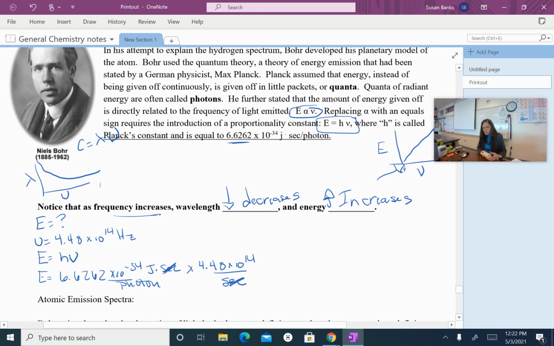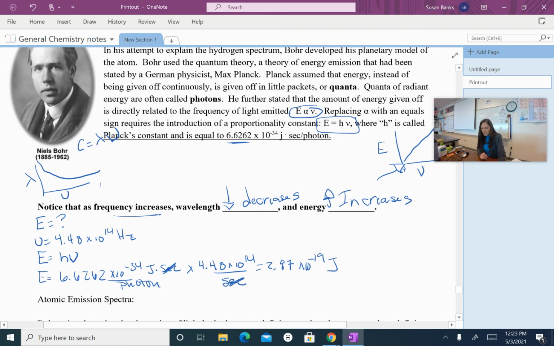Okay? So once again, we're going to use our EE key to do these powers of 10. So I'm going to type in 6.6262 second EE negative 34 times 4.48 second EE 14 to get that power of 10. And that will give me an energy of 2.97 times 10 to the negative 19 joules.